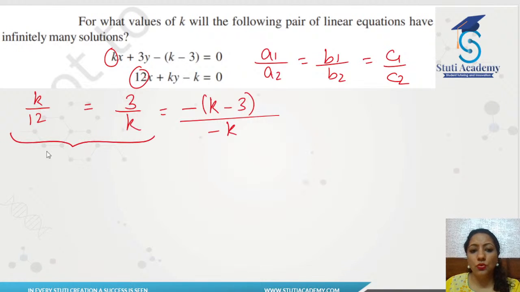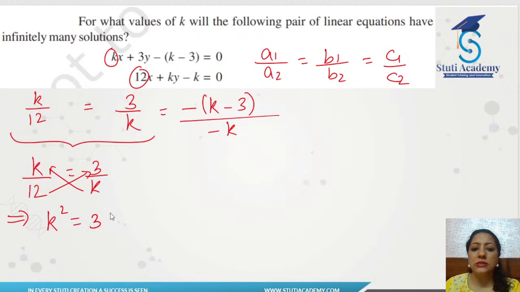Now we'll take these two ratios and simplify. So we'll get k upon 12 is equal to 3 upon k. We're going to multiply this. This is cross multiplication. And then we will get k square is equal to 36.